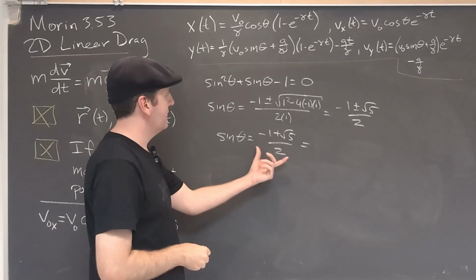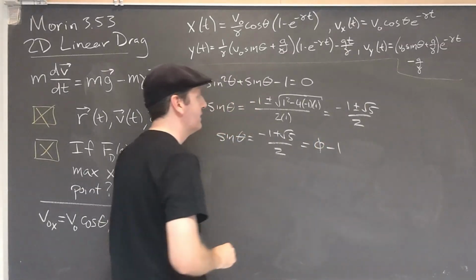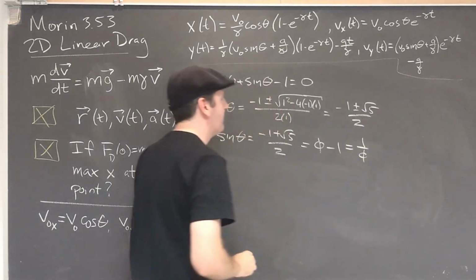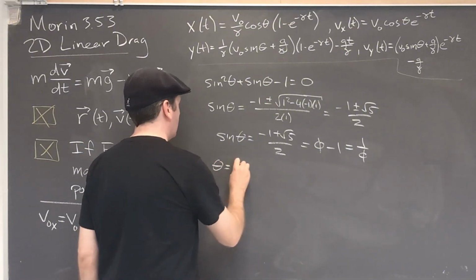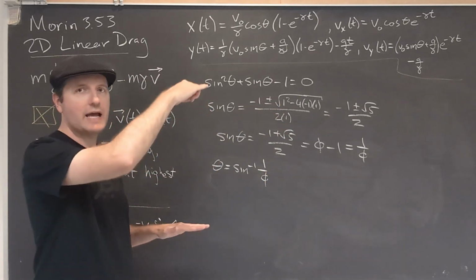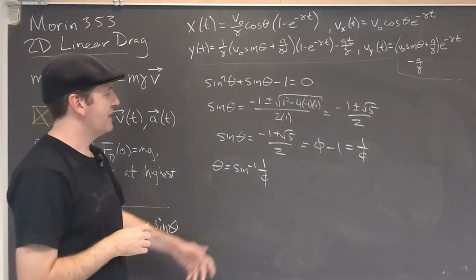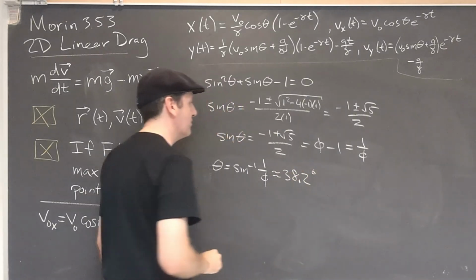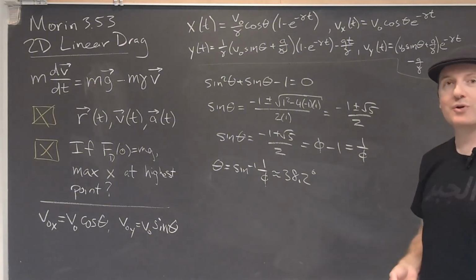And this is actually equal to the golden ratio minus 1. Or said another way, it's the inverse of the golden ratio, which is kind of interesting. That tells us that the angle that sort of maximizes this horizontal position of the apex of this trajectory is the inverse sine of the inverse of the golden ratio, which turns out to be approximately 38.2 degrees. It's nice to see an old friend. The golden ratio shows up in almost every problem if you look hard enough.